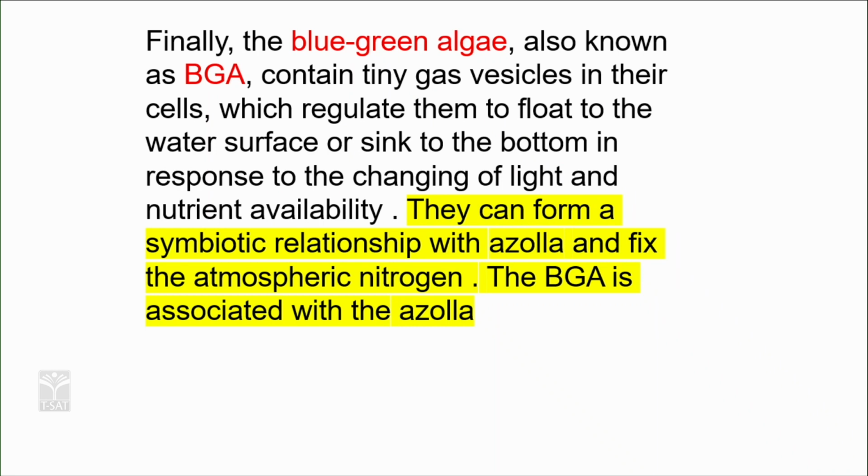Finally, the blue-green algae known as BGA contains tiny gas vacuoles in their cells, which regulate them to float on the water surface or sink to the bottom in response to changing light and nutrient availability. They can form a symbiotic relationship with azolla and fix the atmospheric nitrogen. The BGA is associated with the azolla. So, the blue-green algae is in association with azolla for fixing the atmospheric nitrogen.